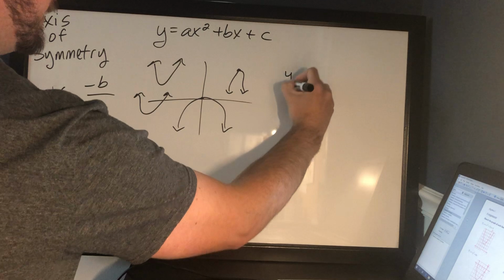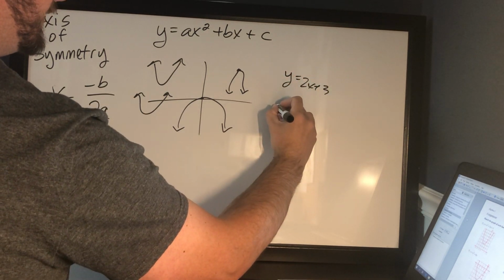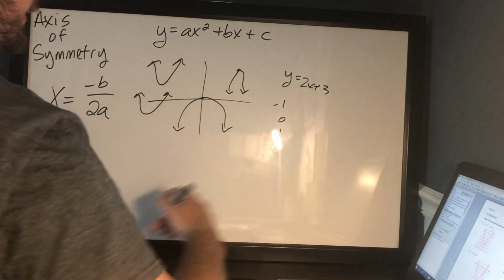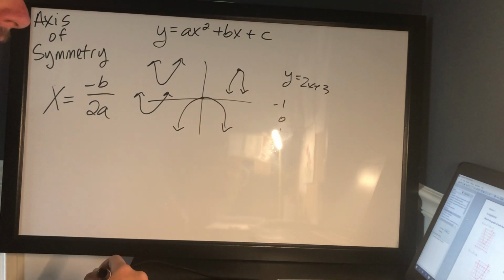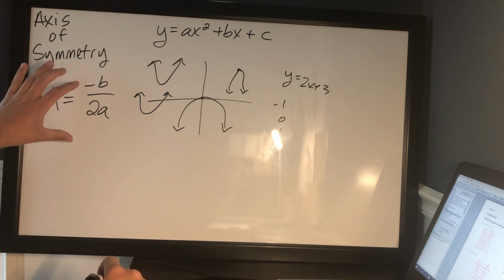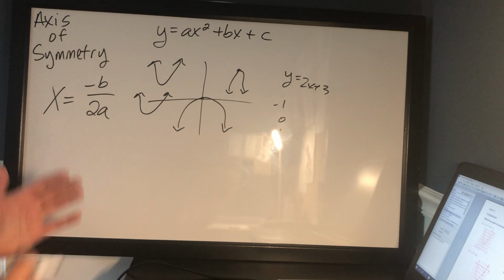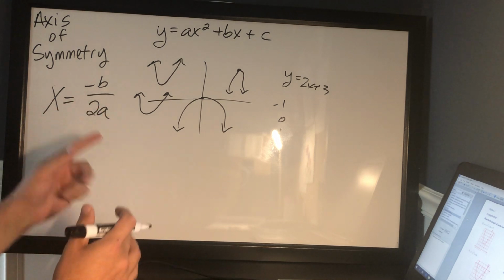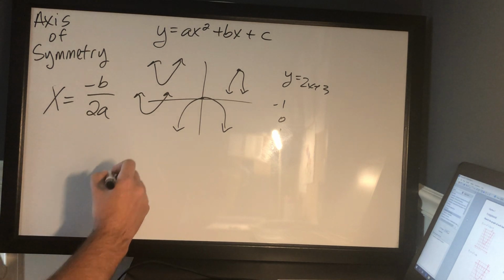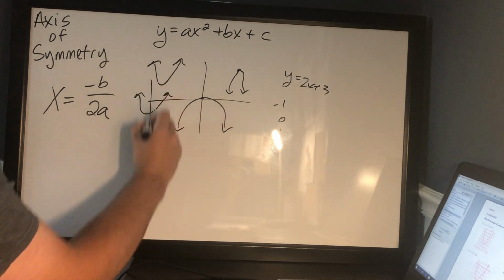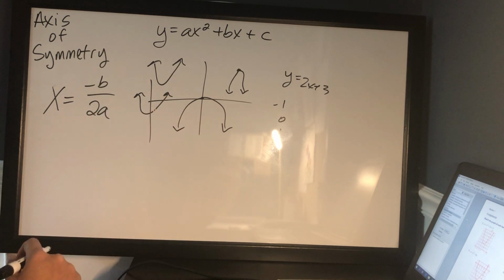You knew that if you had something linear, you could just take -1, 0, 1, plug them in, see what numbers you got, and then plot those points on the graph. You can make a table of values. You're also going to be able to make a table of values with quadratics, but you need to find a middle point. The axis of symmetry tells you the point where you split the parabola in half and make the left side equal to the right side.